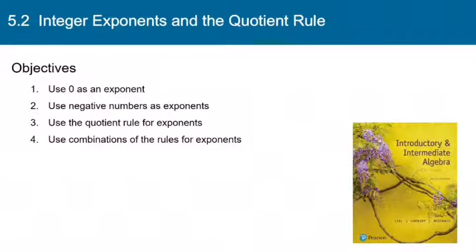Today we're in section 5.2 and we're going to be talking about integer exponents and the quotient rule. So we're going to be introducing negative exponents today. Our objectives in this section are to learn the zero exponent rule. We'll also talk about how to use negative numbers as exponents. We'll get the quotient rule for exponents. And then we'll do some more problems with combinations of all the rules together.